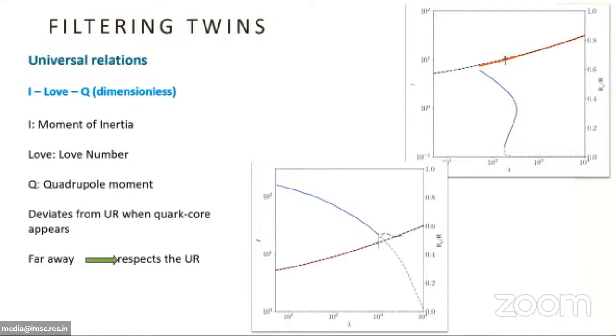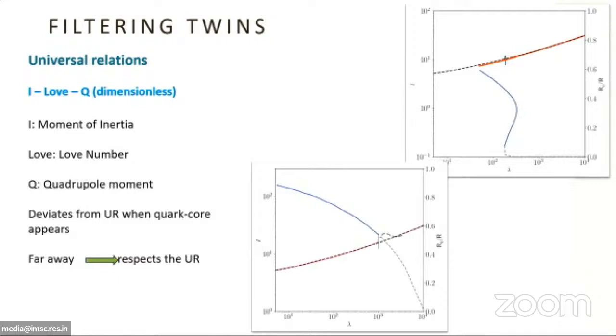in a particular way, then this black curve is the fitting parameter for all smooth equations of state. If I plot I versus the Love number, where lambda is the Love number, they fall on the same line. It doesn't matter what the equation of state is. It is independent of the equation of state. Therefore, it is called a universal relation.